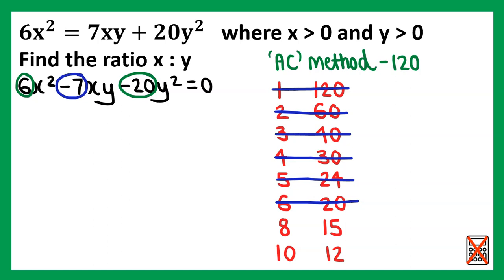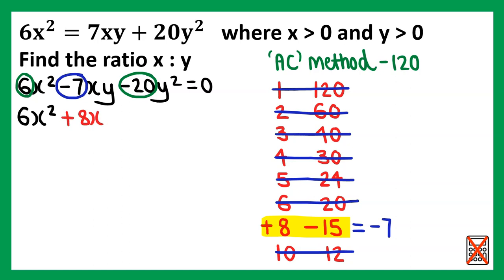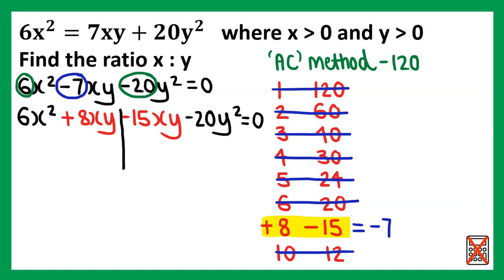So now I just need to think about which one of these is negative to give me negative 7 overall when adding. And that would be if I had positive 8 take away 15, which would give me negative 7. So I'll rewrite the quadratic and I'll split negative 7xy into plus 8xy, take away 15xy, minus 20y squared is equal to 0. Split the quadratic in half and factorize each side into single brackets.